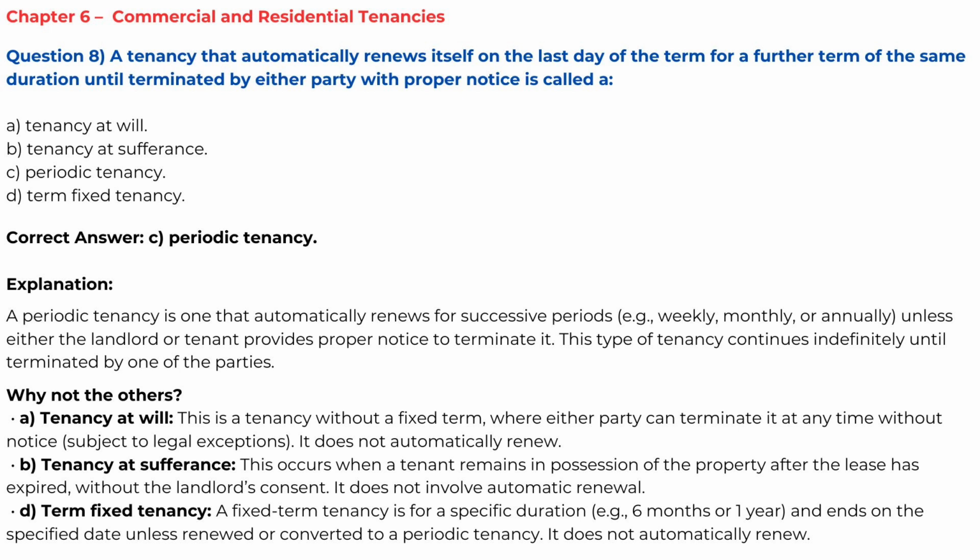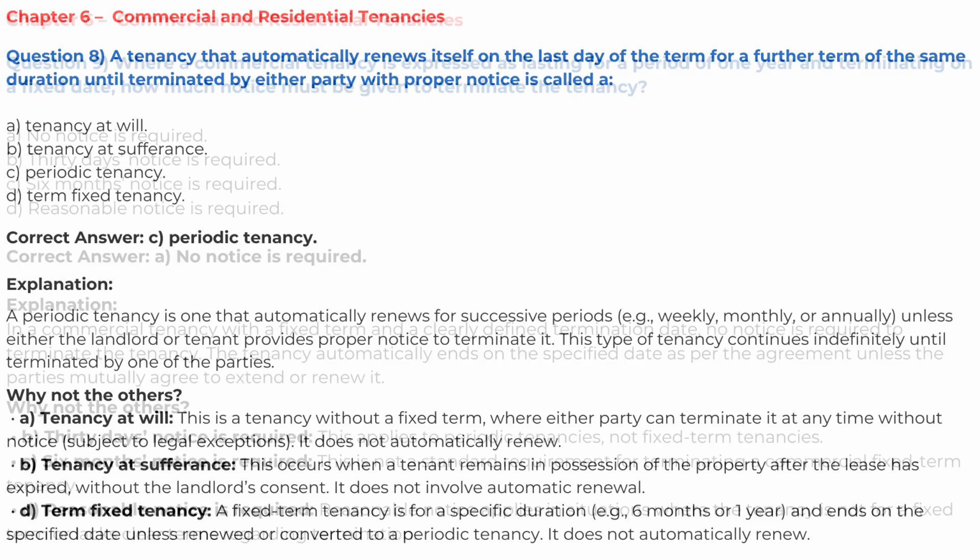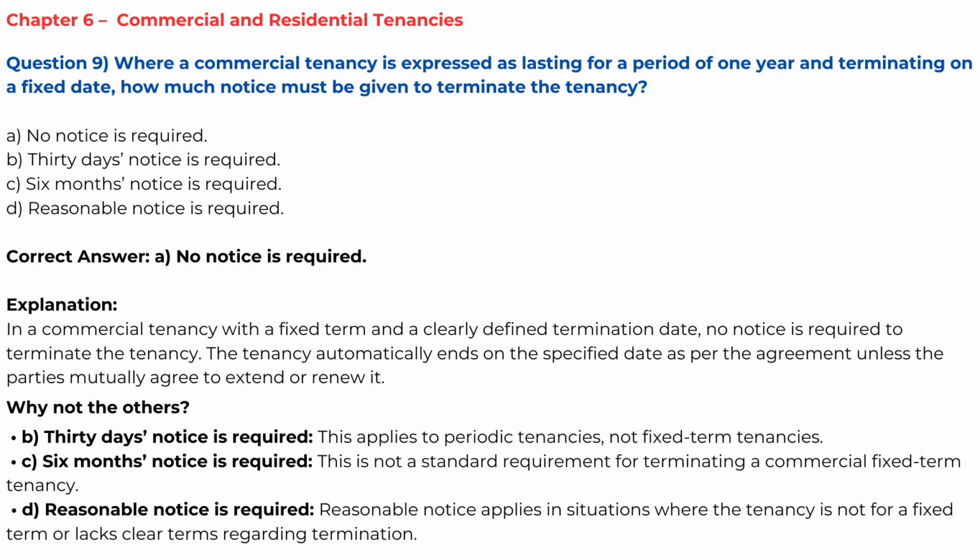B. Tenancy at sufferance. This occurs when a tenant remains in possession of the property after the lease has expired without the landlord's consent. It does not involve automatic renewal. D. Term fixed tenancy. A fixed-term tenancy is for a specific duration, e.g. 6 months or 1 year, and ends on the specified date unless renewed or converted to a periodic tenancy. It does not automatically renew. Question 9. Where a commercial tenancy is expressed as lasting for a period of 1 year and terminating on a fixed date, how much notice must be given to terminate the tenancy?